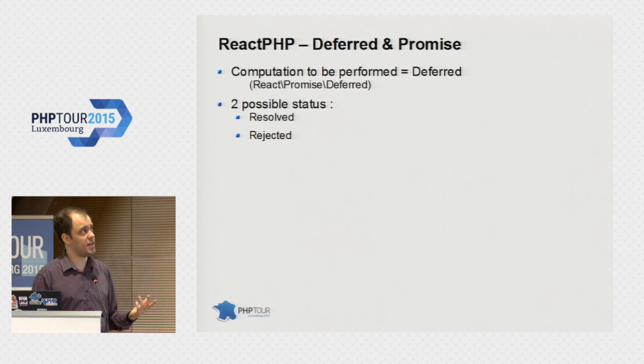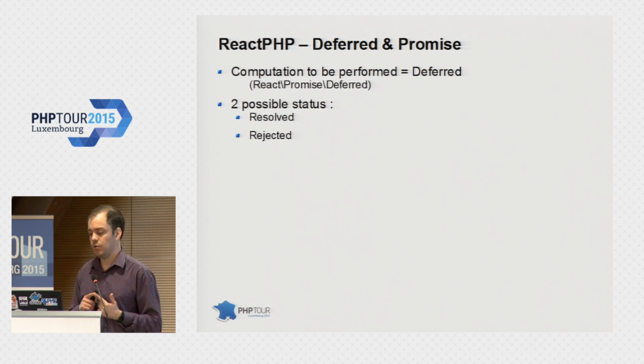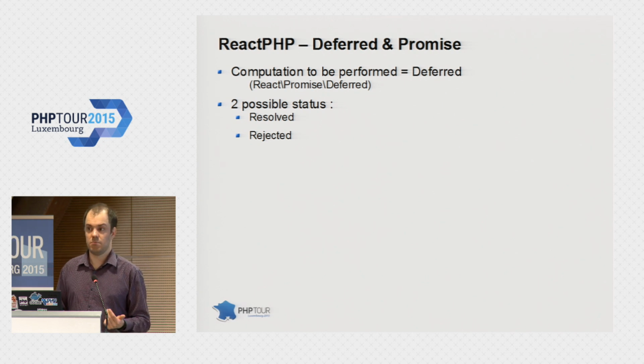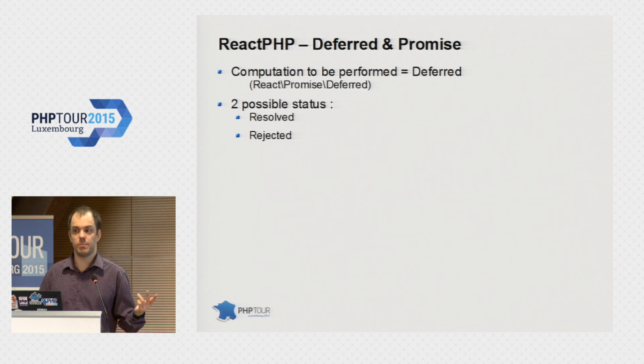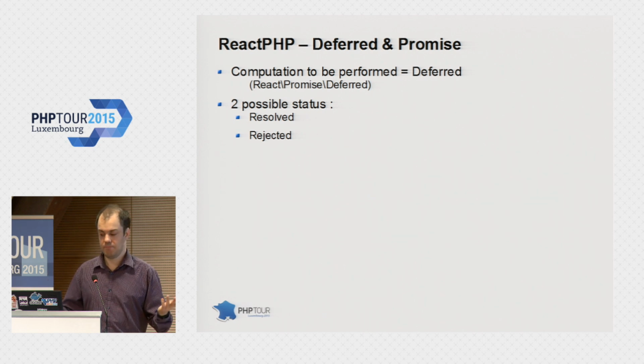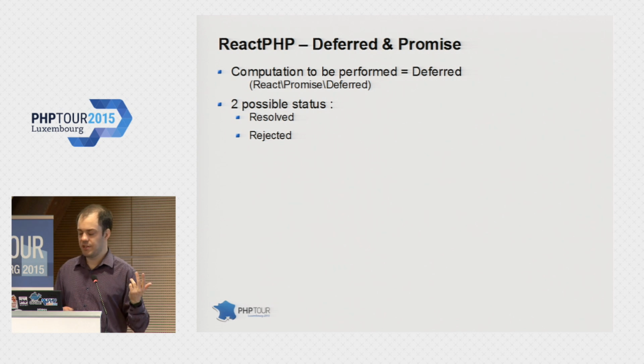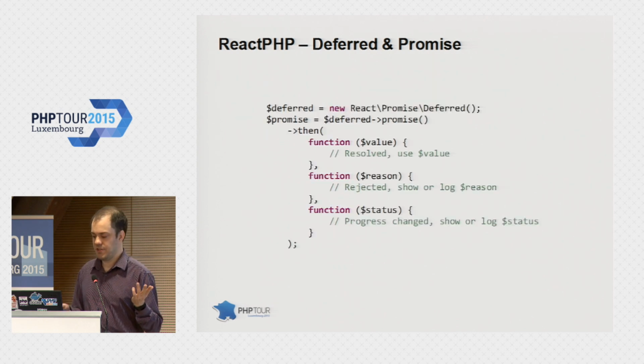Deferred can have two statuses. Either it's resolved or it's rejected. Resolved means, yes, it passed, it executed. Rejected means something went wrong, I got an exception, I got a fatal error, whatever. So it completely failed. How that looks in code is actually very simple.